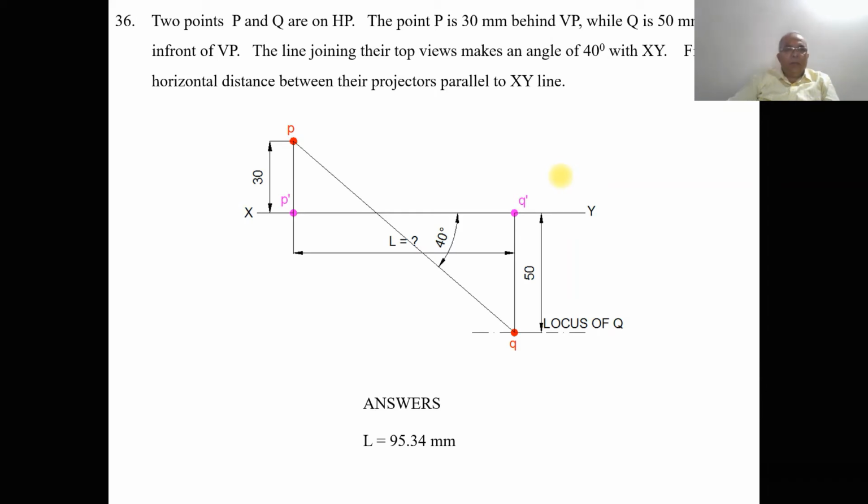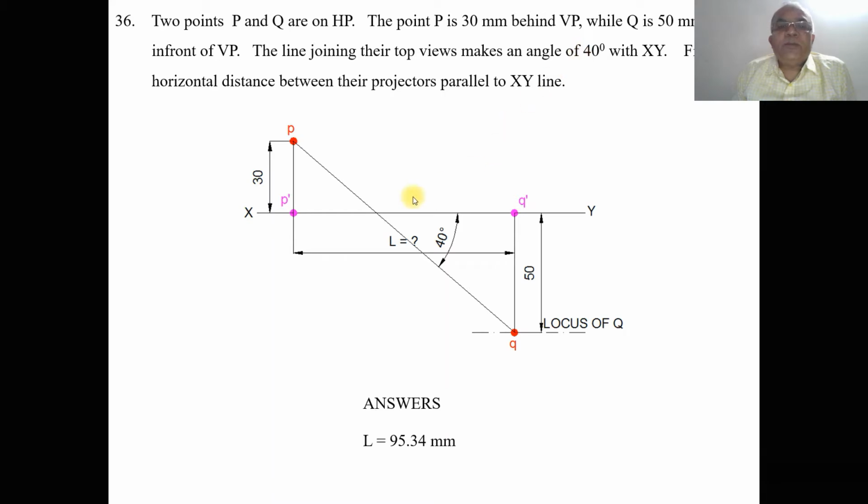We're going to take up one more problem on projections of points. This is very similar to the previous problem that we worked out in our previous video. The two points, capital P and capital Q, are on HP. The point capital P is 30 mm behind VP, while capital Q is 50 mm in front of VP. The line joining the top views makes an angle of 40 degrees with XY. Find the horizontal distance between the projectors parallel to XY line.